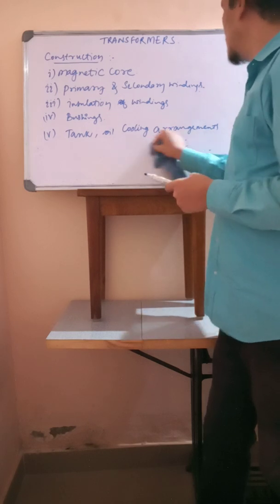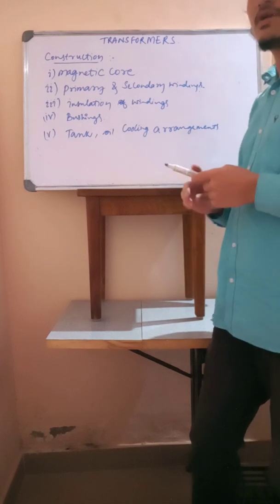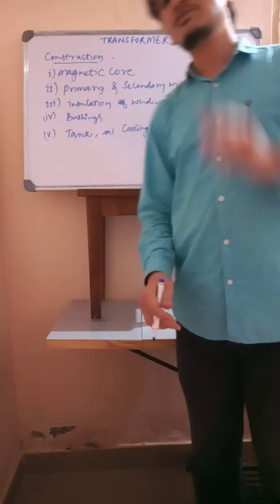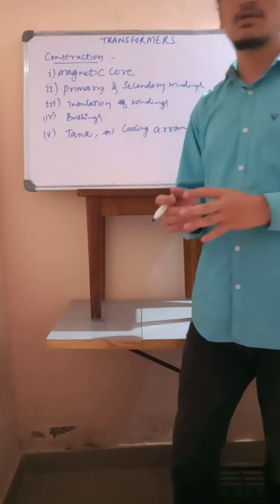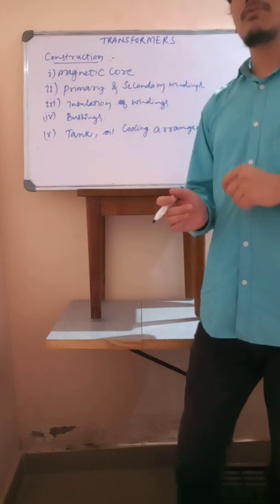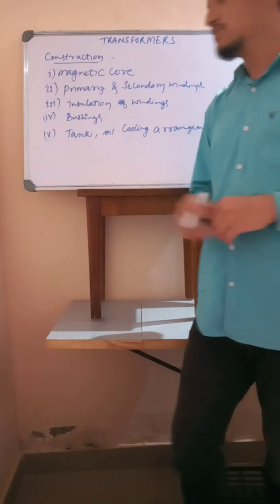And also we have learned the definition. What is the definition of a transformer? A transformer is defined as a static device which transfers electrical power from one part of the circuit to another part of the circuit without change in frequency, but with or without change in voltage levels. So this is the definition.